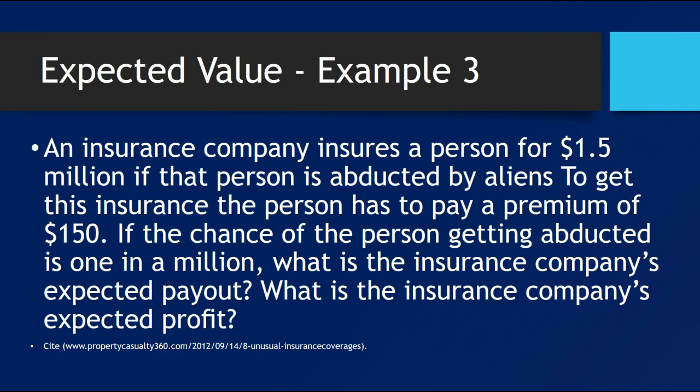All right, so in this case, an insurance company insures a person for $1.5 million if the person is abducted by aliens. By the way, you can find these weird insurance coverages on the internet sometimes. That's what this came from. Now, to get this insurance, the person has to pay a premium of $150. So basically, they pay in $150. That's like the $8 we had last time. And then they get out 1.5 million if the person is abducted by aliens.